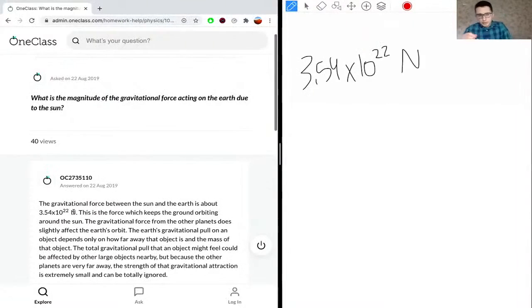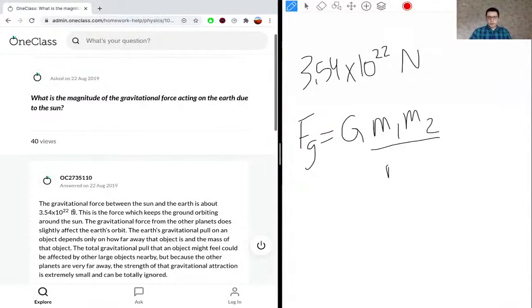So a good way to understand why the gravitational force acting on the Earth due to the Sun is 3.54 times 10 to the 22 is to Google the constants for this formula. So Fg is G, the gravitational constant, times mass 1, mass 2, over the distance r squared. So if we find the mass of the Earth, the mass of the Sun, we know the gravitational constant, and we find the distance in between them, we can calculate this number.